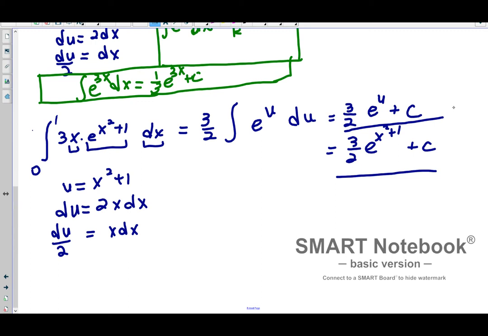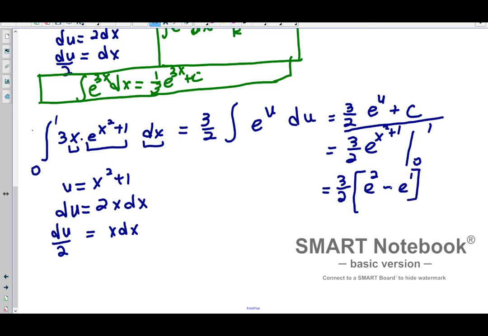Now for this question, I forgot that we also have the limits from 0 to 1. If there were no limits, that's how you would leave it. But because there are limits, I'm going to erase the plus c and plug in the limits from 0 to 1. Keep the 3 halves on the outside, it can be factored out. Plug in a 1 for x. 1 squared is 1, 1 plus 1 is 2, so we have e to the second power, minus, plug in a 0 for x, and you're going to have e to the 0 plus 1, or e to the 1.